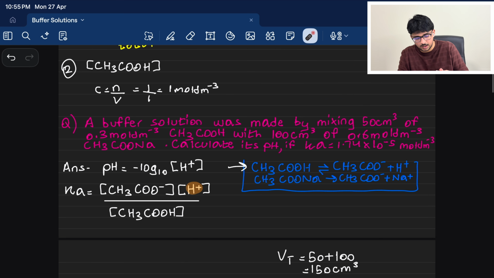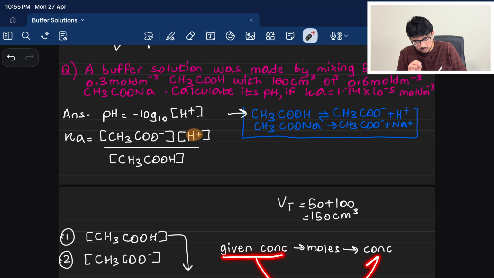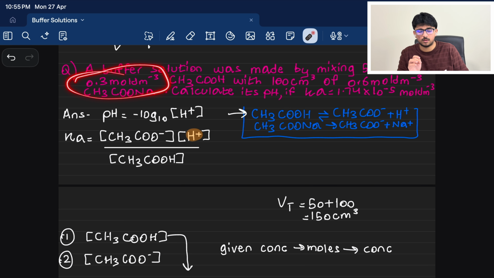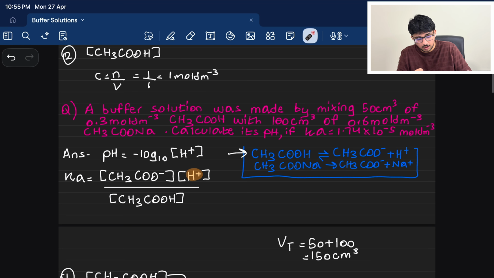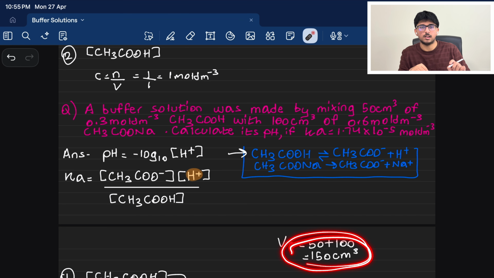Now, some of you might ask, if we are just converting concentration to concentration, why don't we just use what is given to us? It's because what you are given is the number of moles in 1 decimeter cube, right? That's what mole per dm cube means. So 0.3 mole per dm cube means that in 1 dm cube, you have 0.3 mole. Do we have a solution of 1 dm cube here? No. We have a solution of 150 cm cube here.